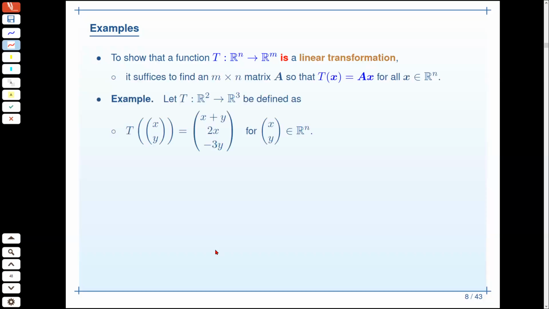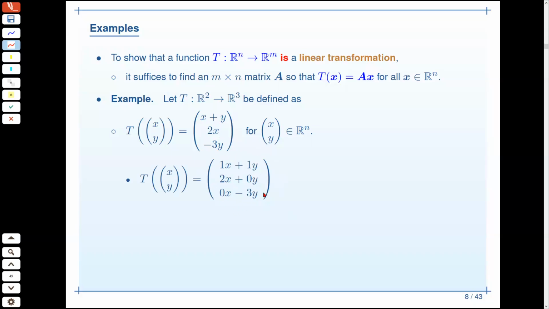So for example, suppose T is a mapping from R2 to R3, of the form T sends the vector (x, y) to the vector (x plus y, 2x, minus 3y). You can see that each component is a linear function. So we can write it properly. If the coefficient is 1, we don't need to write it. If the coefficient is 0, the term will disappear. So let's rewrite it as: the first row, 1x plus 1y; the second row, 2x plus 0y; the third row, 0x minus 3y.